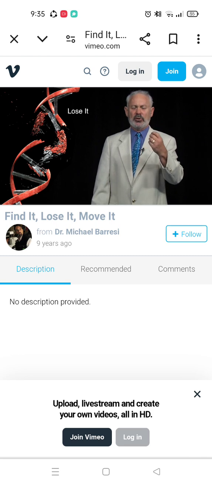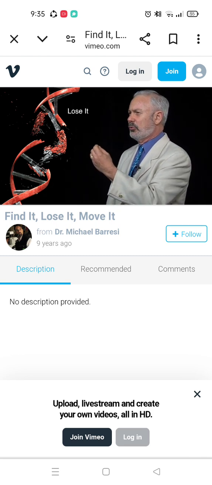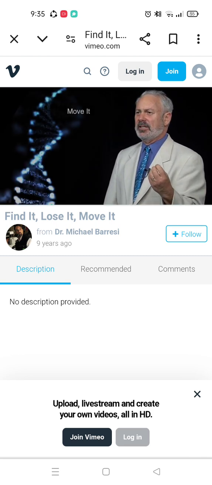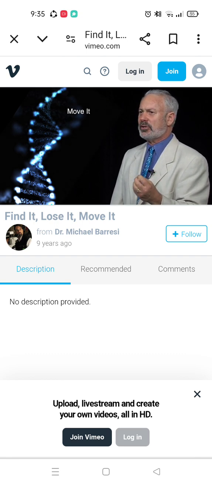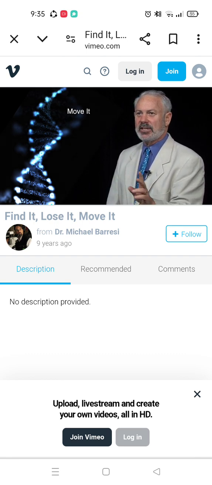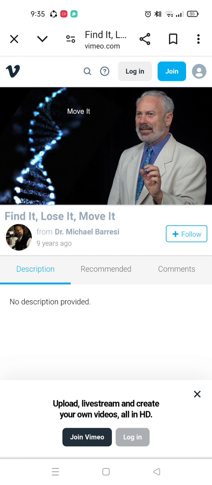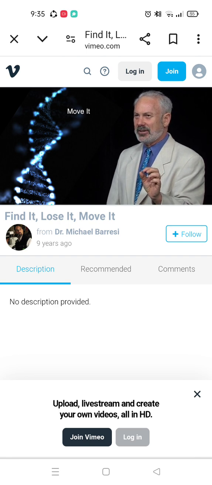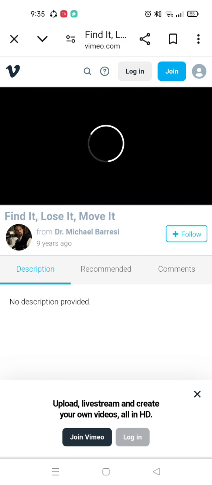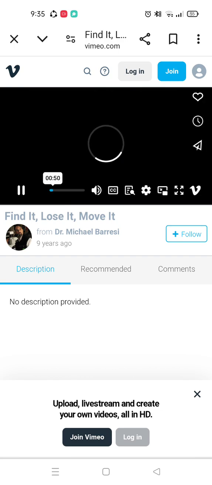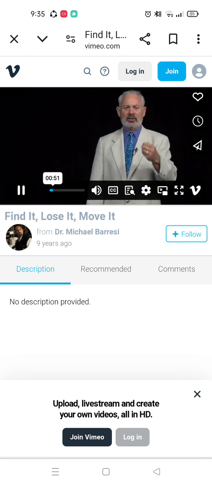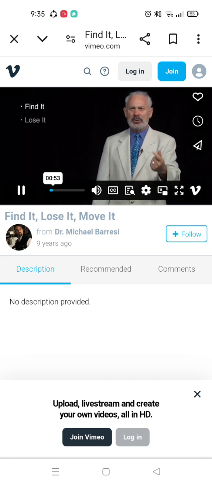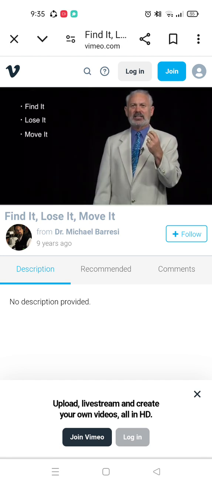So when you lose the molecule, do you lose the function? And move it: if you put the molecule or structure in a new place where it's never been before, do you get the function appearing? So this is critical. Find it, lose it, move it. It's the basis of developmental biology research.